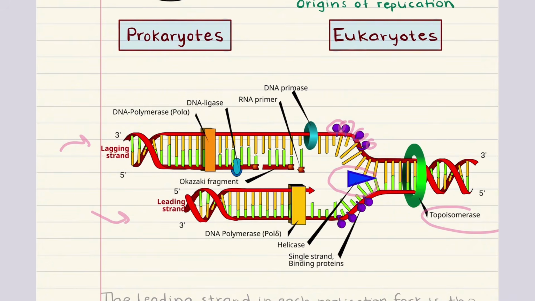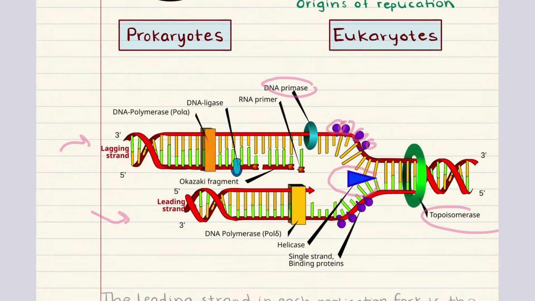First, the cell needs to provide a starting point. That's where primase comes in. It's shown here in teal. Primase synthesizes short RNA primers. These are short sequences that provide a free 3' hydroxyl group for DNA polymerase to build upon. Once these primers are laid down, DNA synthesis begins.